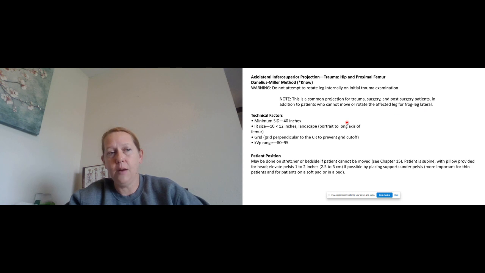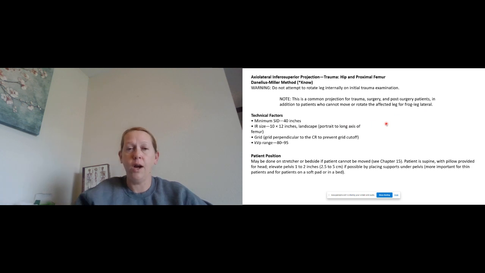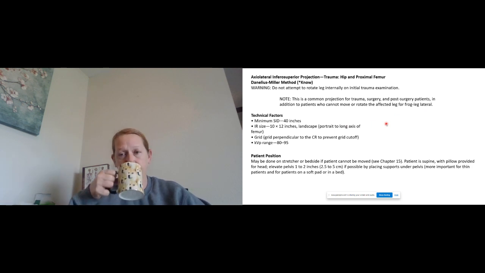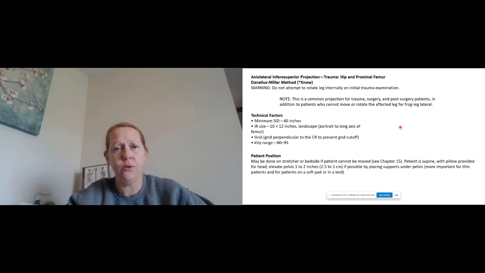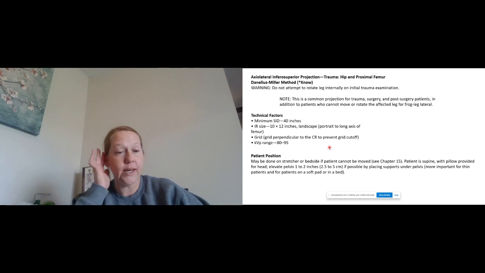We're going to go over the Danelius-Miller, and you do need to know this. This is a common projection for trauma, post-surgical, and surgery patients. Also for the patients who cannot move or rotate for a frog leg. This is the one that can be done on a stretcher or the bedside if the patient can't move.